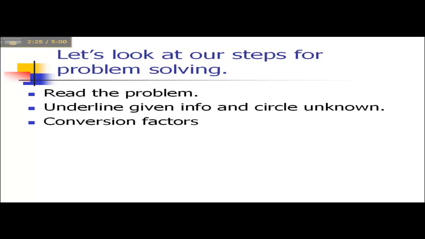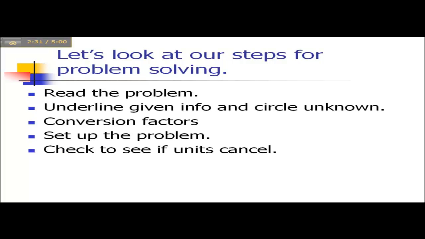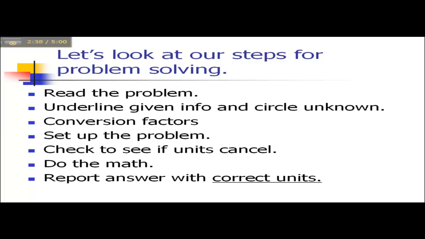That gives your eyes somewhere to fall, so you don't have to reread the whole problem all the time. You're going to pick out your conversion factors. You're going to set up your problem using a proportion, usually. You're going to check to see if your units cancel. You're going to do the math. And you're going to report your answer with correct units. Remember, a number doesn't mean anything unless it has a unit. So write these steps down.